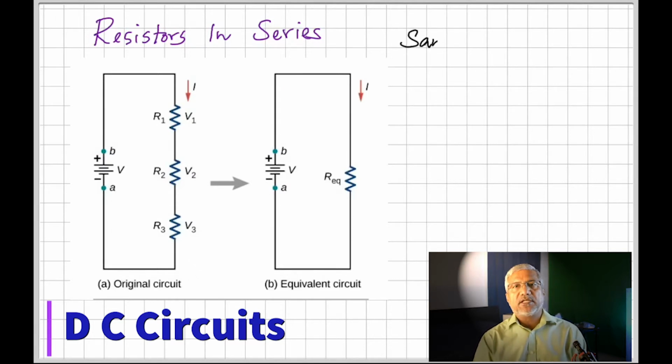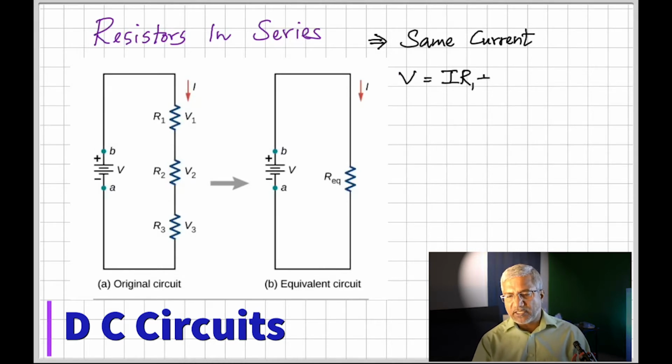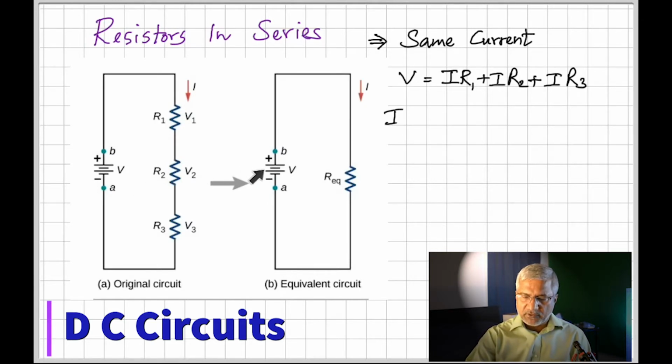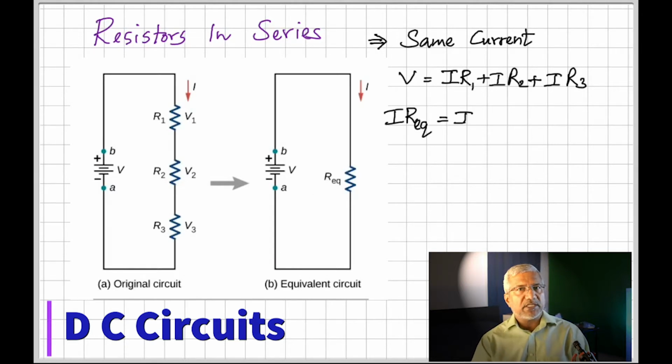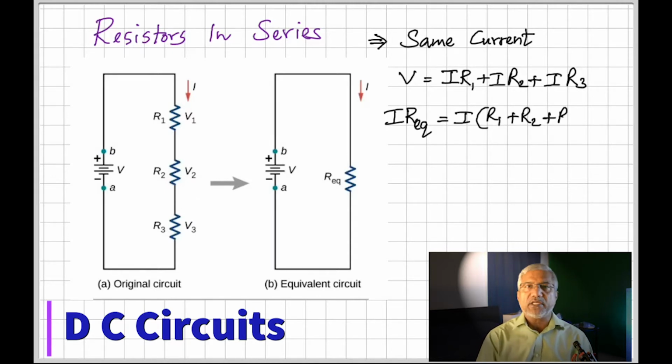So now let's look at these ideas that I've just spoken about. So remember, the same current flows through them. And so the total voltage is I times R1 plus IR2 plus IR3, which is from this circuit. Now when you connect the equivalent resistance, you can say I R equivalent is equal to IR1 plus IR2 plus IR3, because remember, I R equivalent is equal to the same voltage.